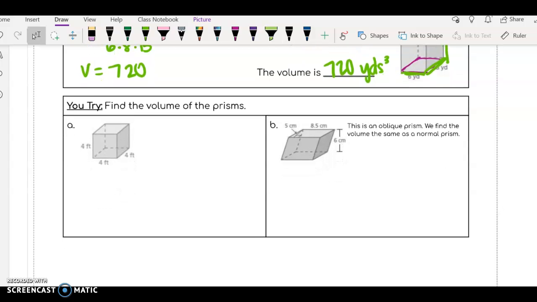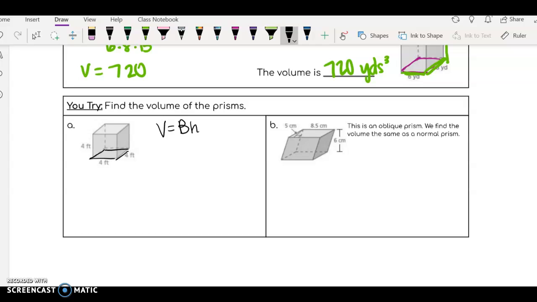Okay, so let's go over the triads. So first, we need to remember our formula, which is volume equals the area of our base times our height. So my base is a square, and so the area of a square, we have length times width. So we replace that giant B with the area formula for the base of our object, our prism, and then we multiply it times our height.